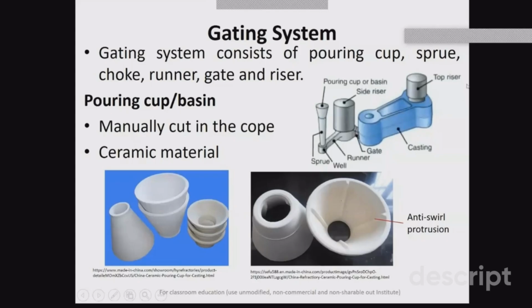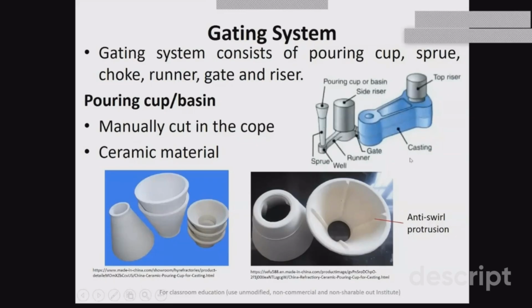I was talking about how there are two types of riser. One is the top riser and another is the side riser. In some casting processes you will observe that they directly feed the material from the top, and that material reaches the mold cavity. So there the sprue and the riser are the same feature. However, in the case of this side riser, there is one pouring cup, then the sprue, and after this is the whole gating system.